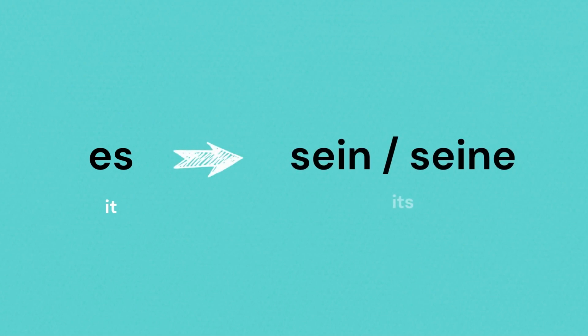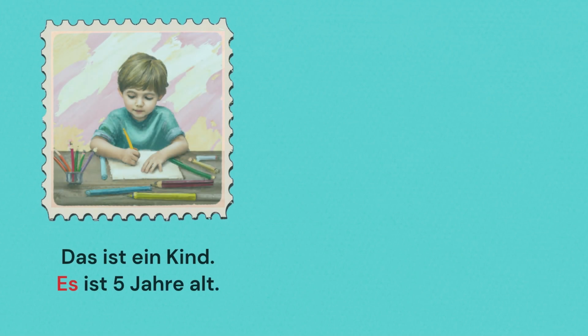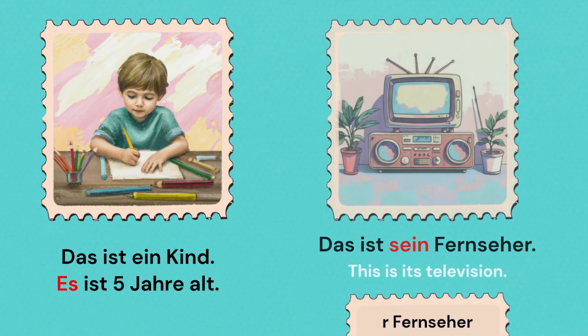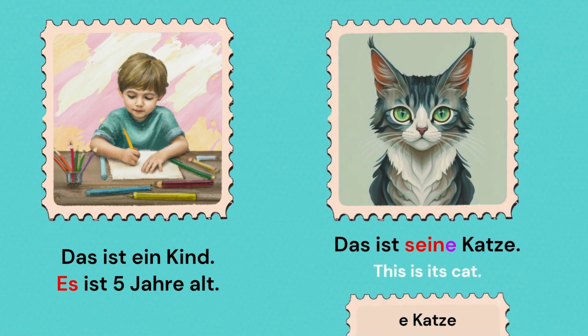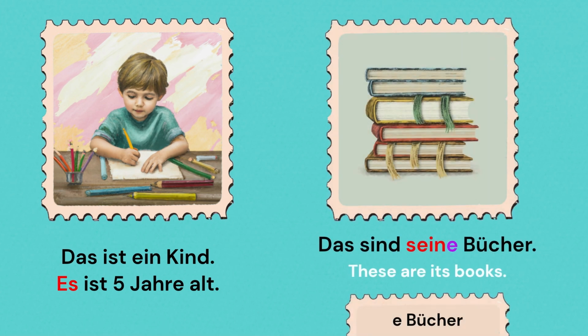Coming to the next pronoun, es. Here the possessive articles are the same as that of er, that is sein or seine. Now let's see how to use them. Das ist ein Kind. Es ist 5 Jahre alt. Das ist sein Fernseher. Das ist sein Auto. Das ist seine Katze. Das sind seine Bücher.